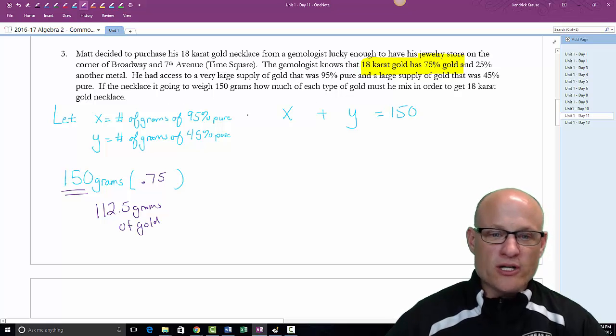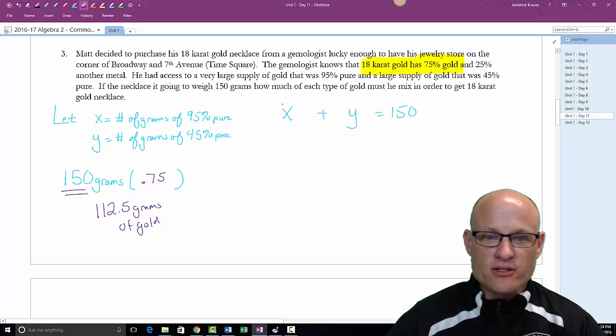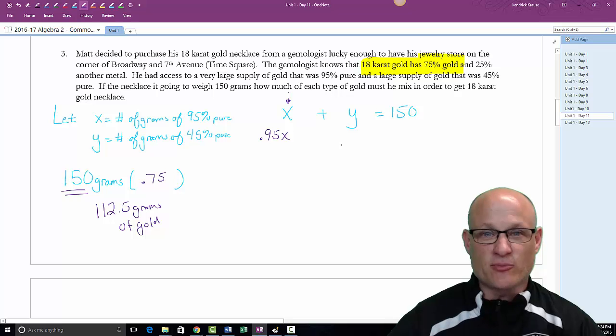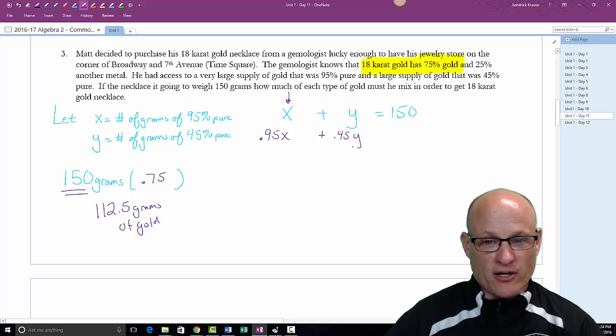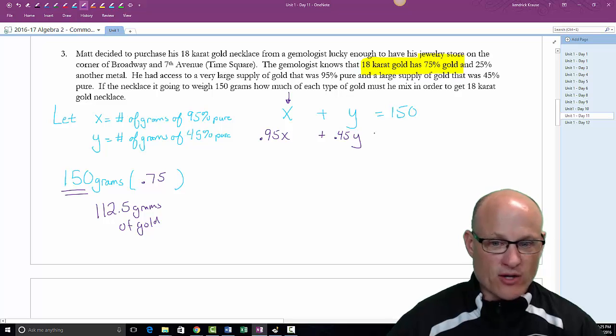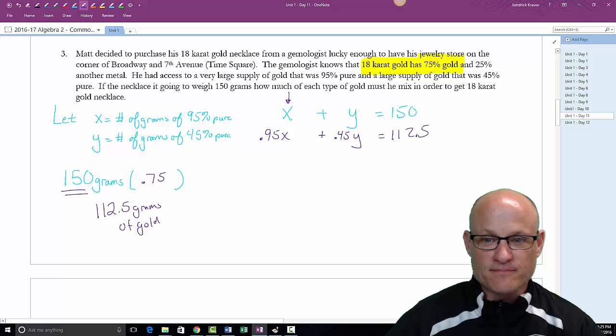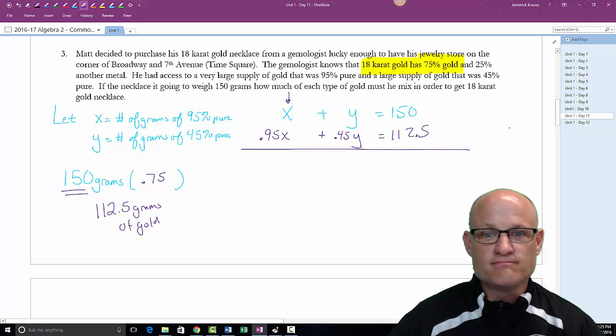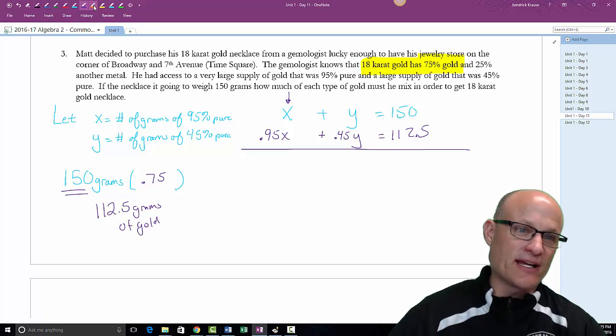Well, we're going to put some amount of grams of the 95%. So what we're going to do is say, okay, 95% of x is pure gold. And then if we add to that 45% of whatever y grams are, so 45% of y, that gives us how much gold we have there. When I add up that gold, it's got to add up to 112.5. That's the second equation. That was a tricky equation. I get it if you had troubles with it.